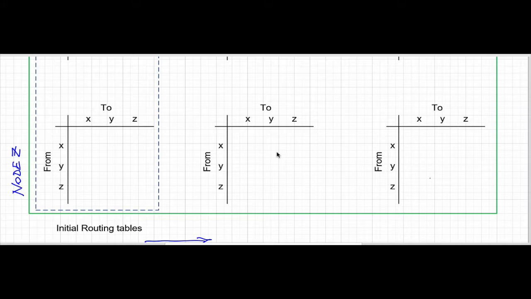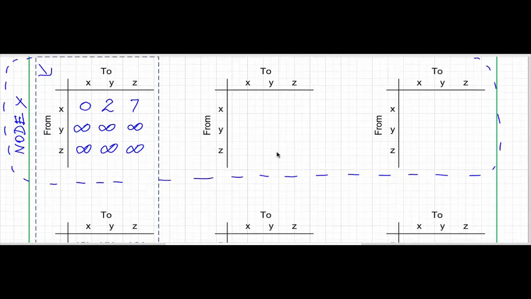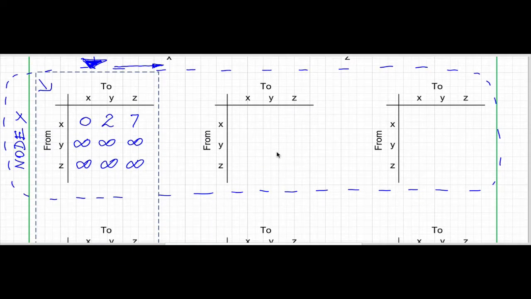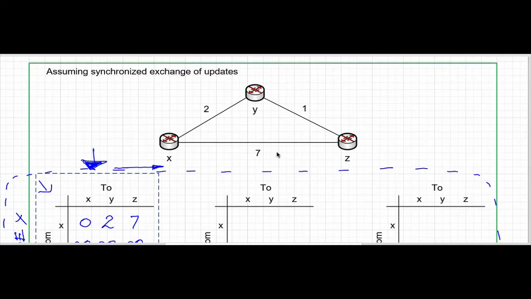If you're node Z, you know that you can reach Z at a cost of 7, Y at a cost of 1, and Z at a cost of 0, because it's going from Z to C, and again, nothing else. So what's going to happen next? Let's look at node X. Node X, right here, is going to receive updates. It's going to receive a distance vector update from node Y, and a distance vector update from node Z.